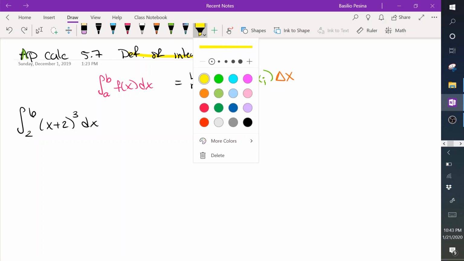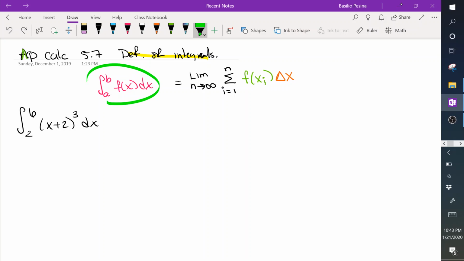If we remember from our notes, the integral is a limit of a summation of the area of a rectangle. So the height is given to us by this function times the width of each little rectangle, as the number of rectangles goes towards infinity. Okay, so let's begin on what this means.